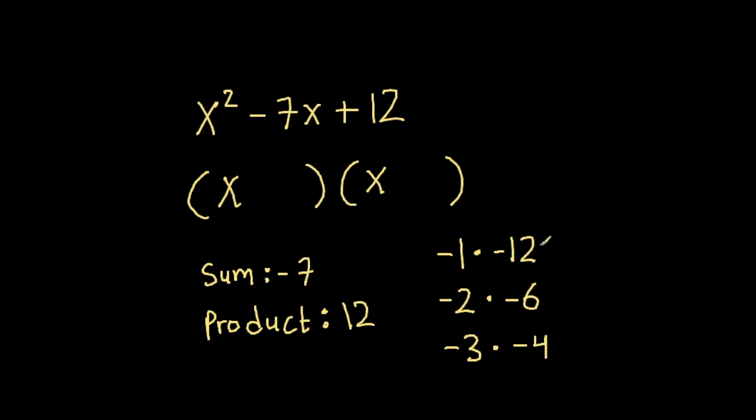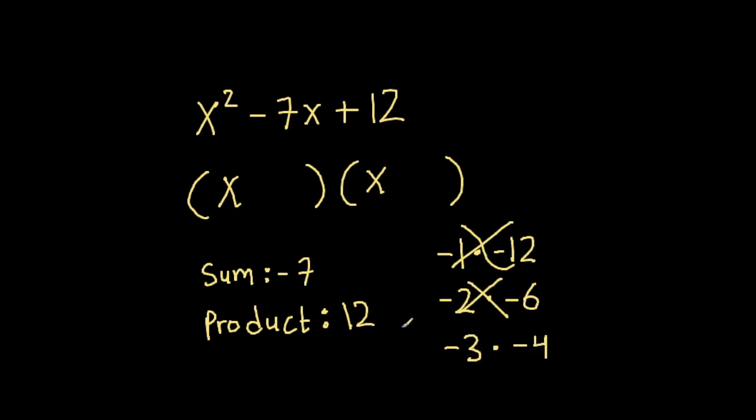Well, let's look at the first set here. Negative 1 plus negative 12. What does that add up to? That adds up to negative 13. So we don't want that. All right. What about the second set? Negative 2 and negative 6. Well, they add up to negative 8. So very close to negative 7, but not quite negative 7. So that's out. What about negative 3 and negative 4?